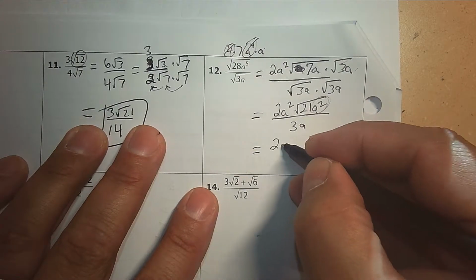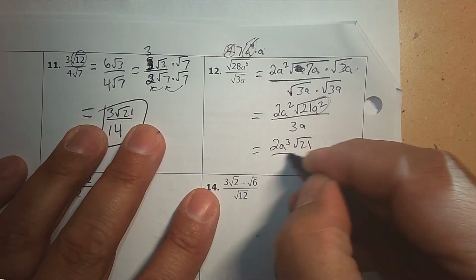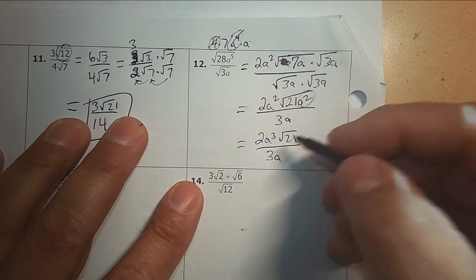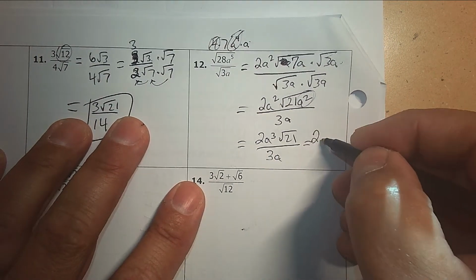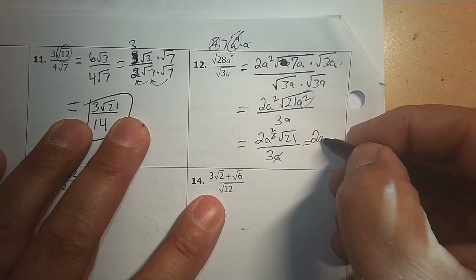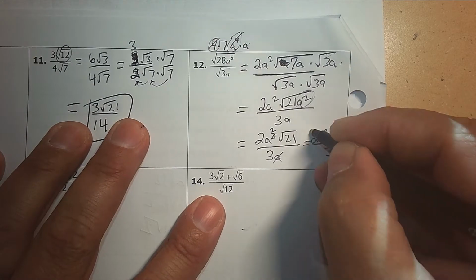So that makes how many a's now in front? One more step. What do you see on the top and bottom? So if I reduce it down, the a makes the a cubed an a. So it's 2a squared, the square root of 21 over 3.